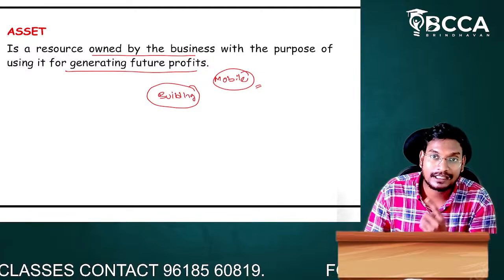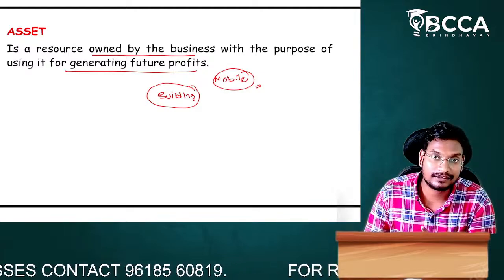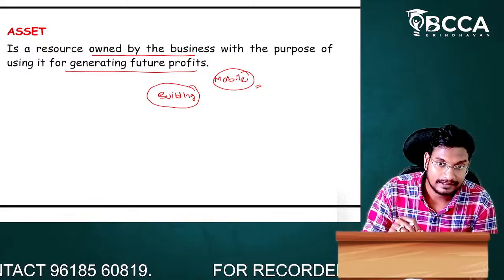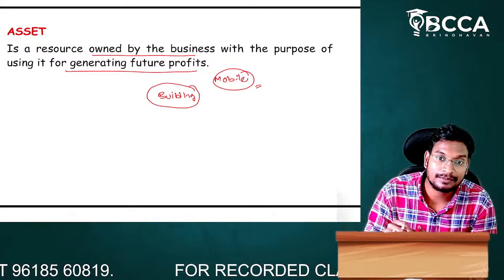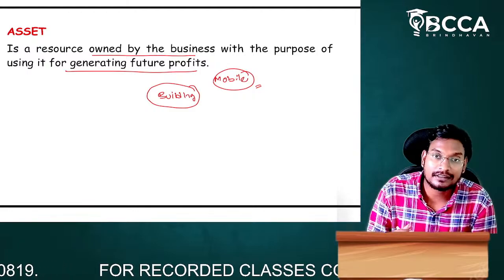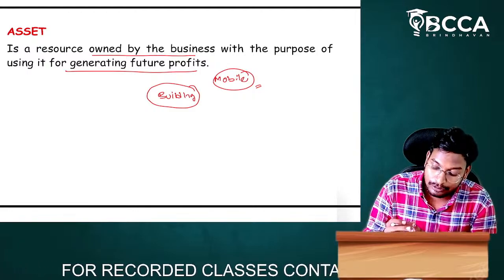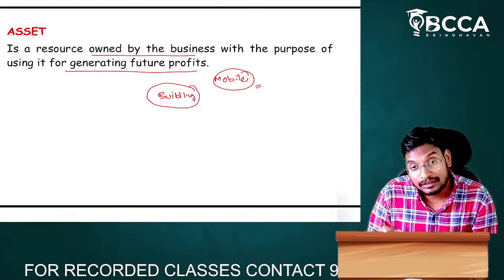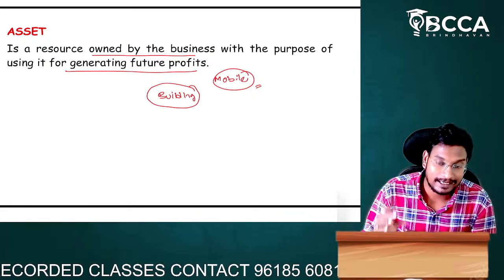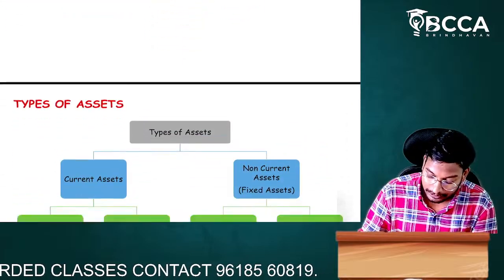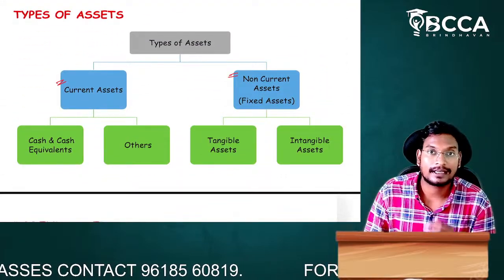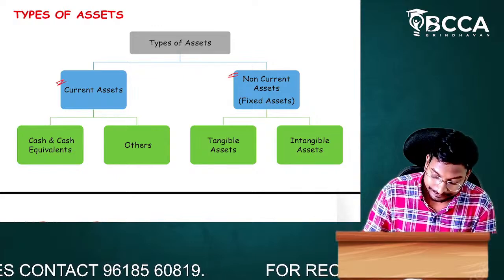So there are two definitions of asset. First, anything that we have to receive is an asset. And anything we have used for the business by way of purchasing or manufacturing is also called an asset. In both cases, we call it an asset. Assets are classified into two types: current assets and non-current assets.